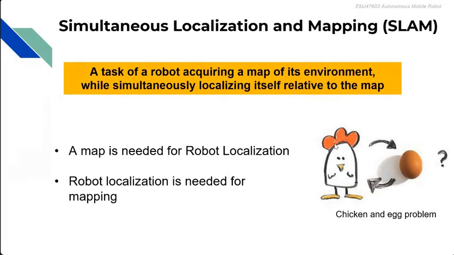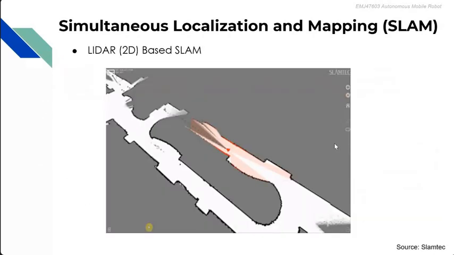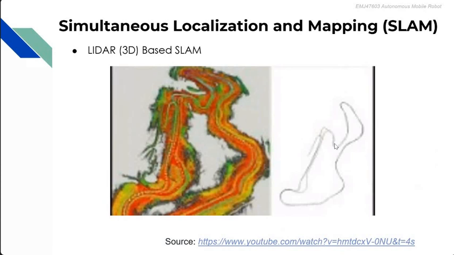SLAM, just now I already mentioned, is simultaneous localization and mapping at the same time, and this is an example.